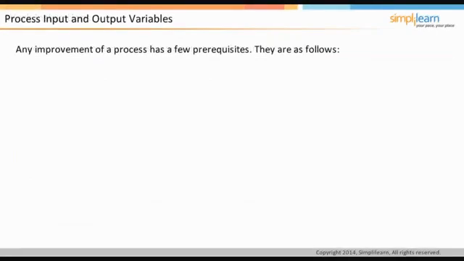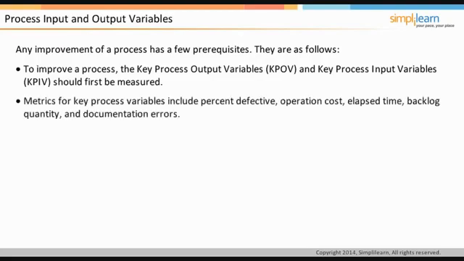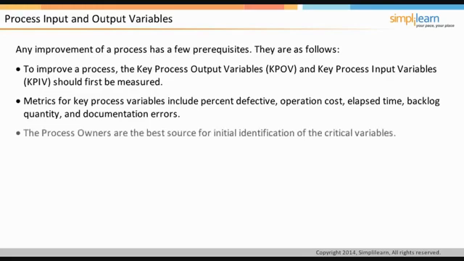Let us understand process input and output variables in this screen. Any improvement of a process has a few prerequisites. To improve a process, the key process output variables, KPOV, and key process input variables, KPIV, should first be measured. Metrics for key process variables include percent defective, operation cost, elapsed time, backlog quantity, and documentation errors.